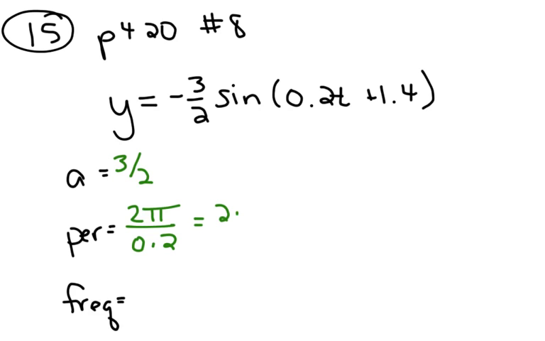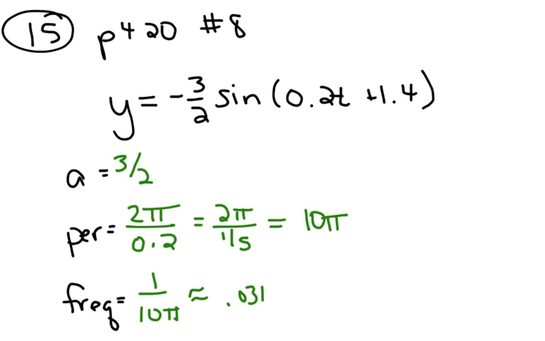Now, if you remember that 0.2 is the same as 2/10 or 1/5, you'll be able to figure out that this is actually 10 pi. And the frequency is the reciprocal of that. It's 1 over 10 pi. Or if you want to tell me its decimal equivalent and tell me it's 0.0318, I guess that's okay. But I think it's easier to just write 1 over 10 pi.